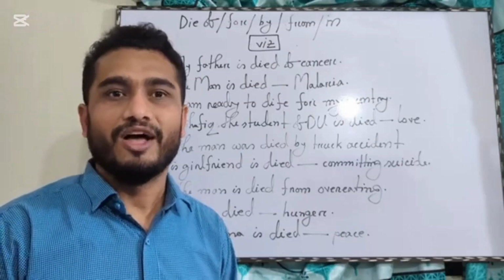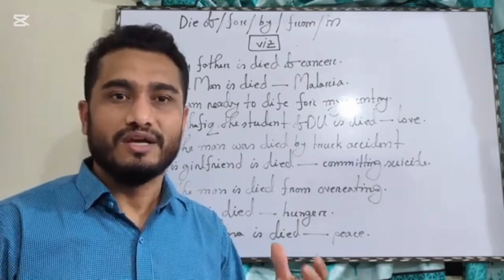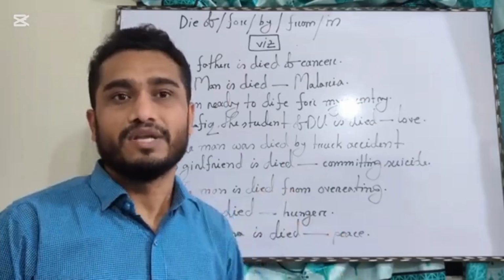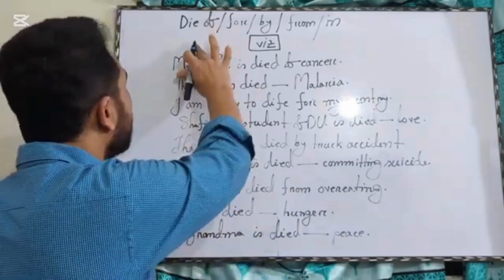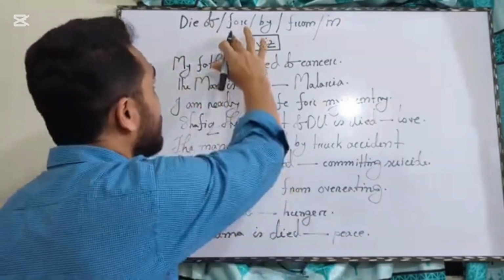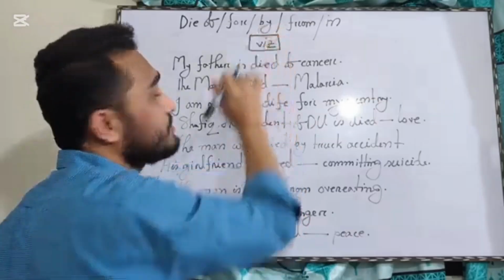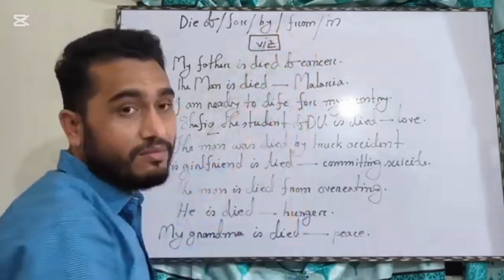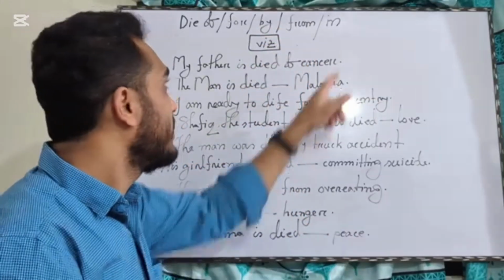So today in this video, I'll be sharing with you how we can use different prepositions with the word die. So let's get started. With die we can use the preposition of. With die we can use the preposition for. With die we can use the preposition by. With die we can use the preposition from. With the same die we can use the preposition in.